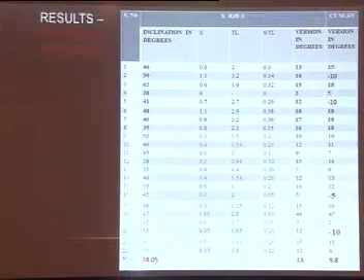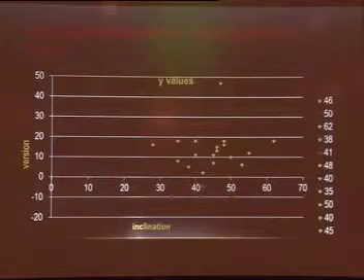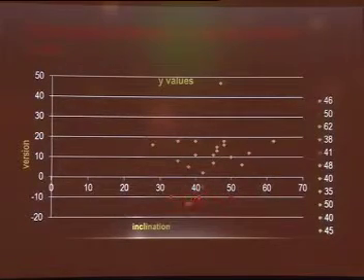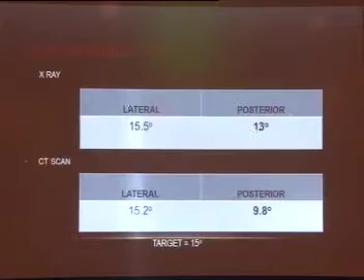The results of the posterior approach are depicted here, with mean inclination of 44.5 degrees and mean version on X-ray of 13 degrees. But the version on CT scan falls to 9.8 degrees due to 4 retroverted cups having negative values. The results are depicted in the chart, with 4 cases on the negative side, which are retroverted cups. The mean inclination on X-ray is 42.5 degrees in lateral and 44 degrees in posterior approach, with version on X-ray 15.5 in lateral and 13 in posterior approach, and version on CT scan 15.2 in lateral and 9.8 in posterior, with target version of 15 degrees.